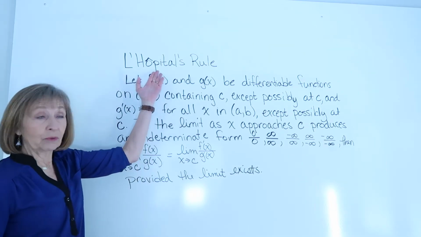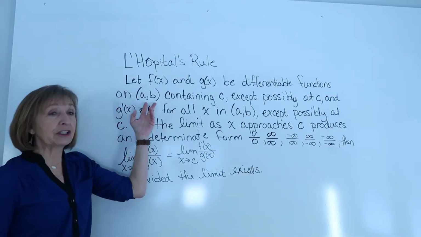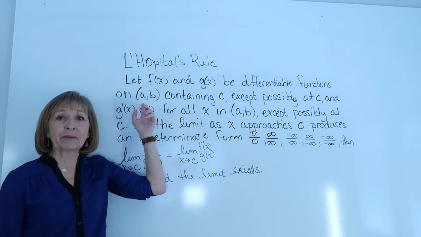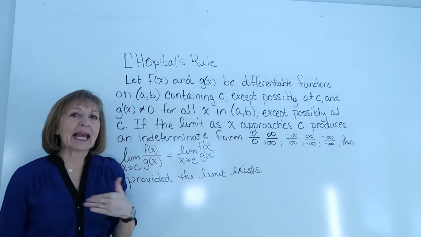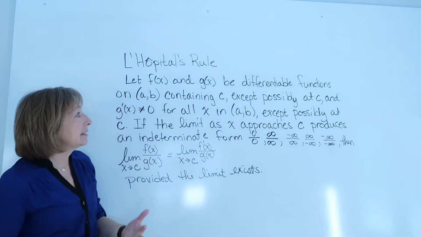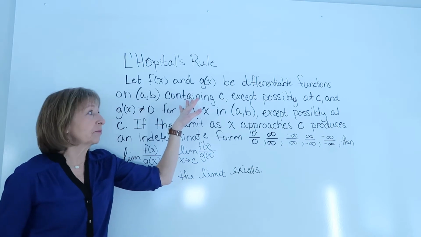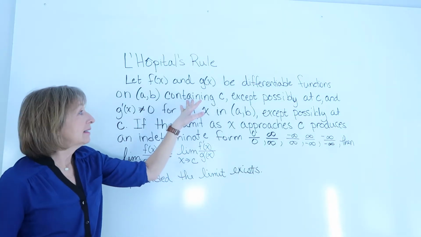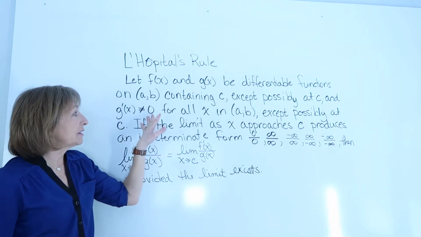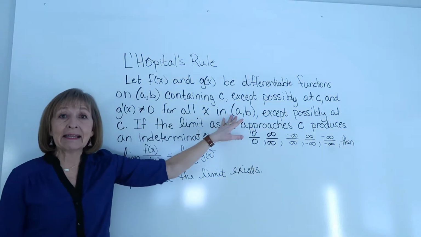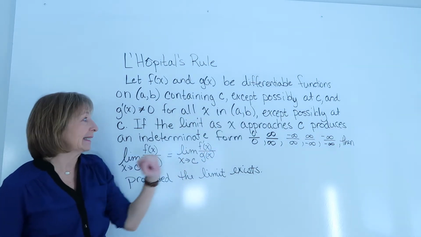So L'Hopital's Rule says: let f of x and g of x be differentiable functions on an open interval from a to b containing c, except possibly at c. So it is something that might not be differentiable right at the value that our limit is approaching, and that would still be okay. And let g prime of x not equal 0 for all x in that open interval from a to b, except possibly at c.